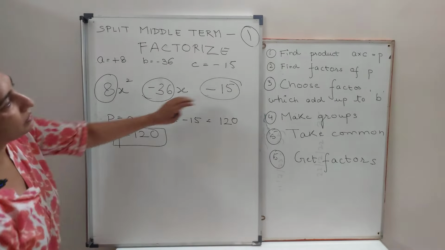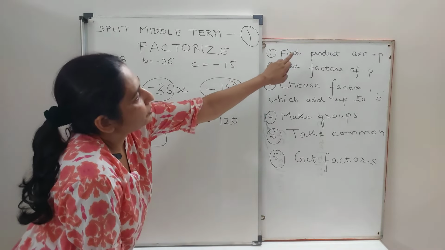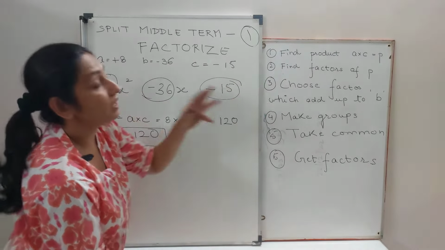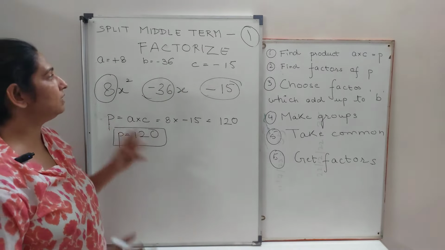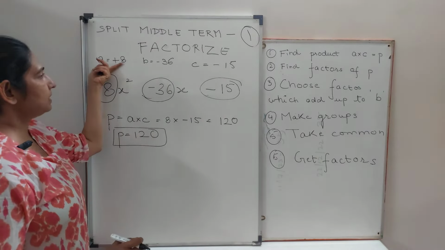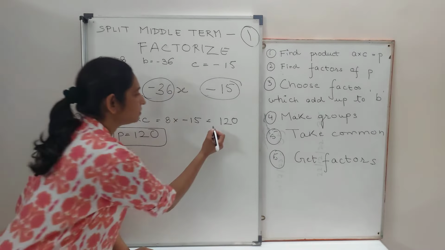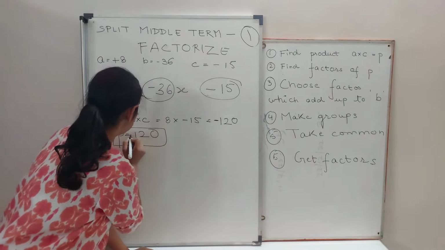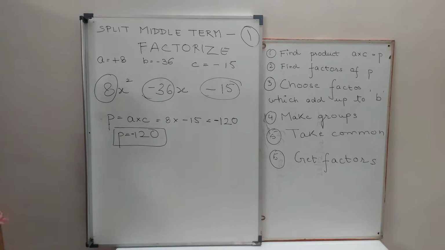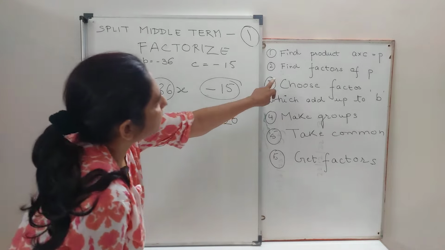This is what is meant by the first step. Find the product of A and C along with their signs. Very importantly, along with their signs. So plus 8 into minus 15 gives you minus 120.